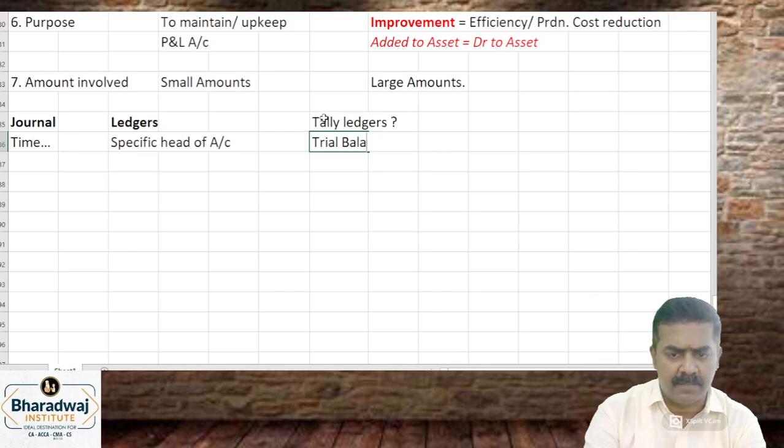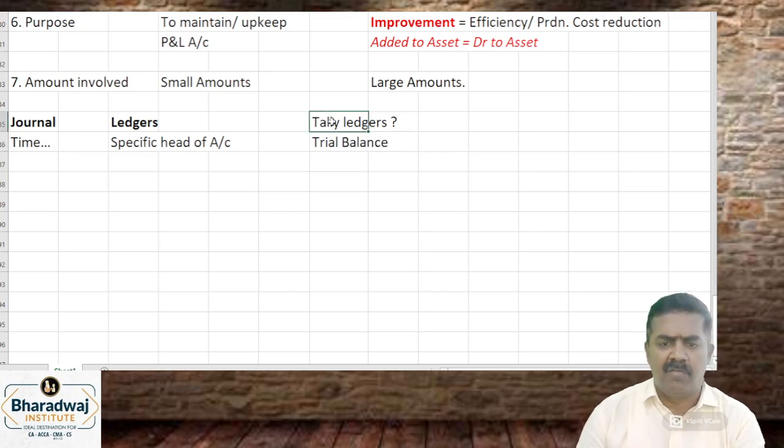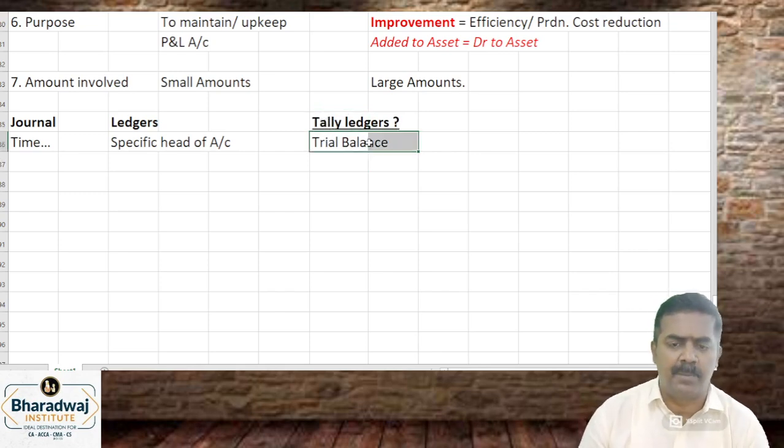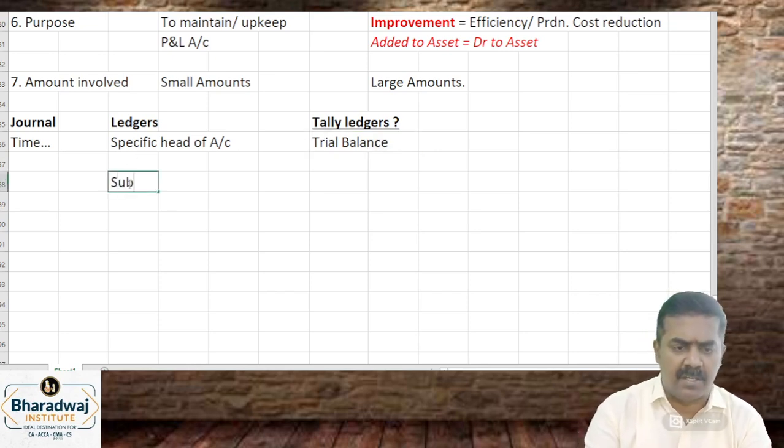Then we prepare the trial balance. Trial balance is to check whether debit is equal to credit, arithmetically. We prepare the trial balance. And we also maintain subsidiary books.